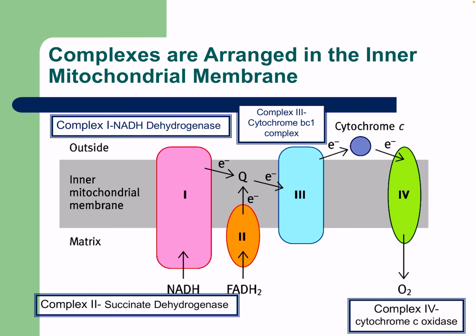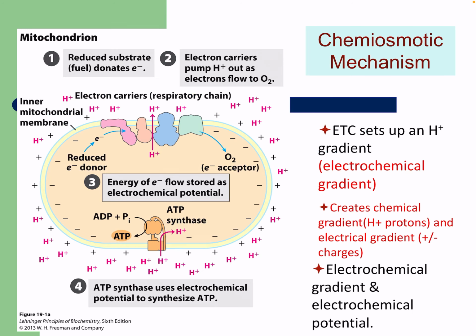So again, the complexes are arranged in the inner mitochondrial membrane. And here's just an overview again. We have our complex 1, 2, 3, 4, coenzyme Q, and cytochrome C. So essentially, this works on a chemiosmotic mechanism. 1, we have reduced substrate, or the fuel, donates the electrons. 2, the electron carriers pump hydrogen ions out as electrons flow to O2. 3, the energy of the electron flow is stored as electrochemical potential.